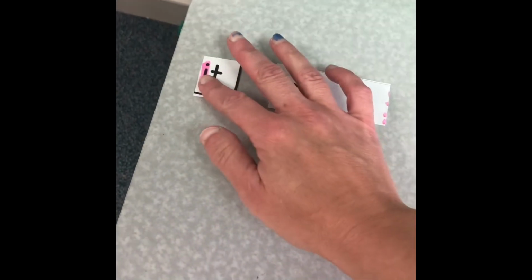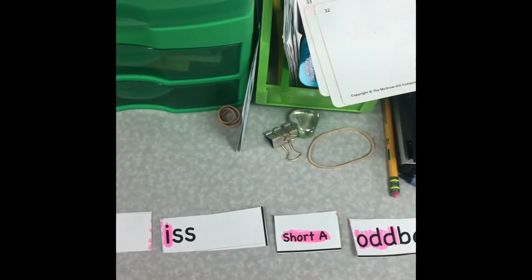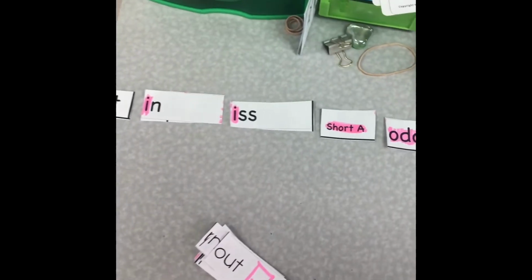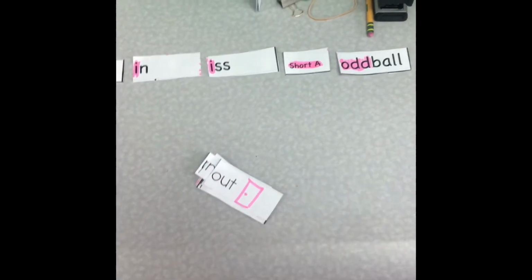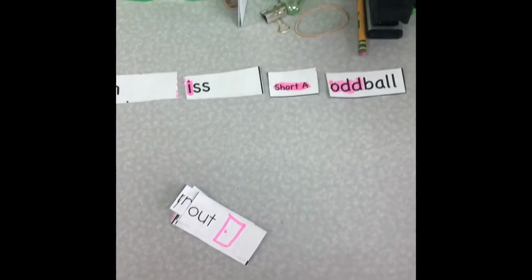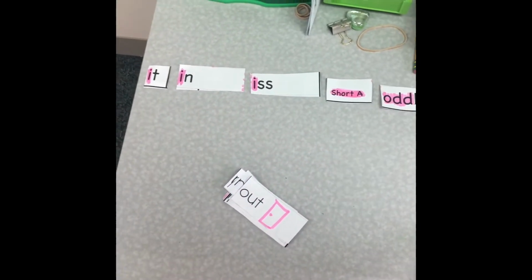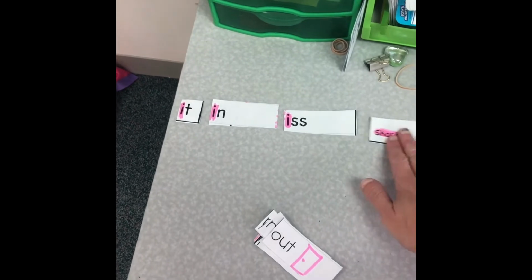And then I also have in, and short A. Boys and girls, don't forget we also have the oddball. So we have 5 columns. When we are ready to glue our columns down on paper this week, it's important to have the paper facing landscape so we have enough room for all of these columns.